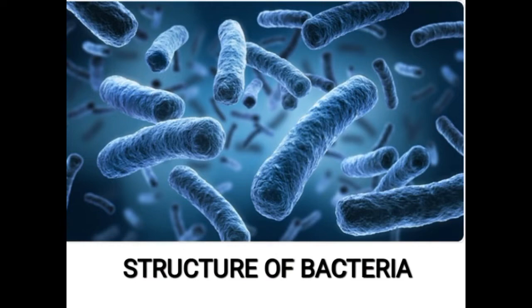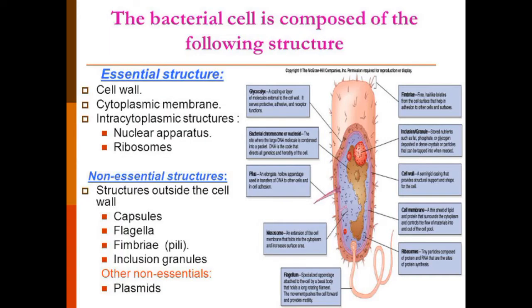Today we will discuss the structure of bacteria. Bacteria contain essential components, or essential structures, that are present in all bacteria, while some species of bacteria also contain non-essential components. What are the essential components? These are the cell wall, the cytoplasmic membrane, and intracytoplasmic structures that include the nuclear apparatus or chromosome and ribosomes, while the mesosome is also present as an essential component. And teichoic acid is also considered an essential structure.